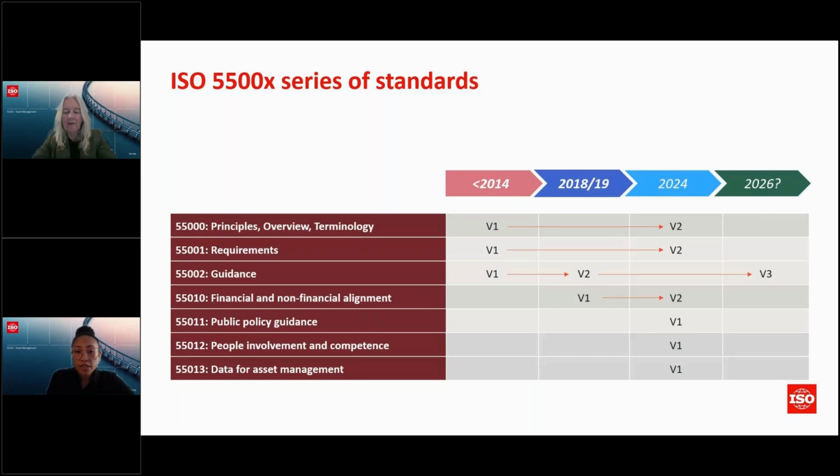And along with 55,010, we do have the first iterations of 55,011, which we'll talk about in more detail today, 55,012 focused on people involvement and competence, and 55,013 focused on data for asset management. As Ursula had mentioned, this is one of a series of webinars to provide more information on the international standards and the updates. I do want to point out that there are other recordings that provide an overview of the full suite of standards and what's new this year compared to 2014, as well as some of the other new standards. The latest update is anticipated in 2026, and that one will be the update to 55,002, which is the guidance on implementation of 55,001.